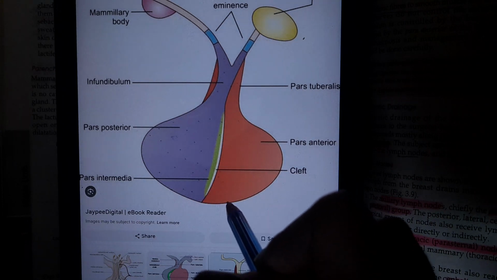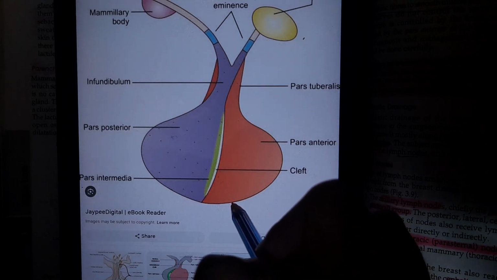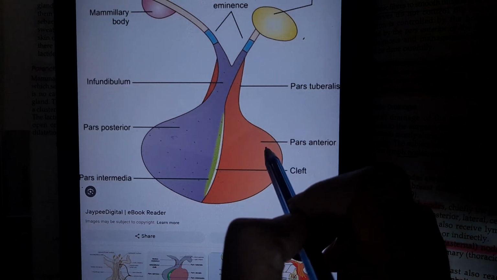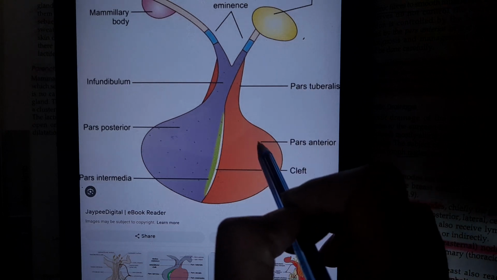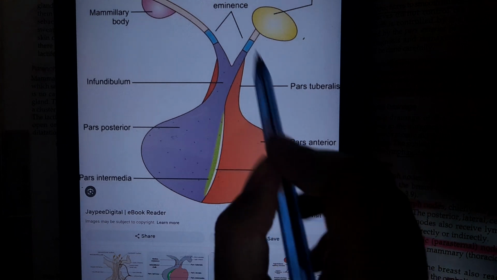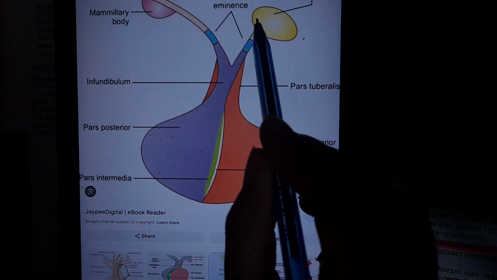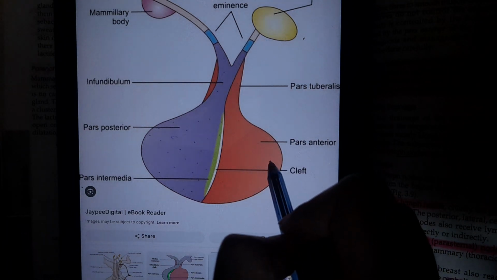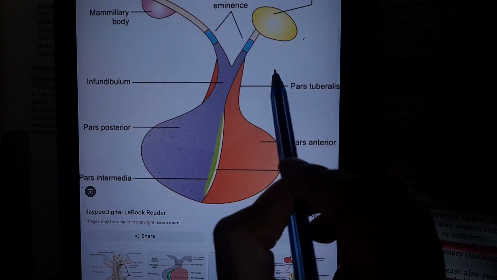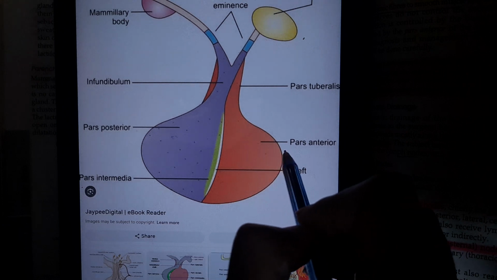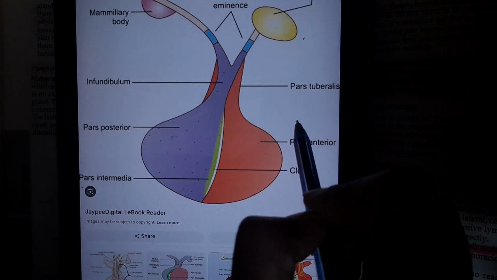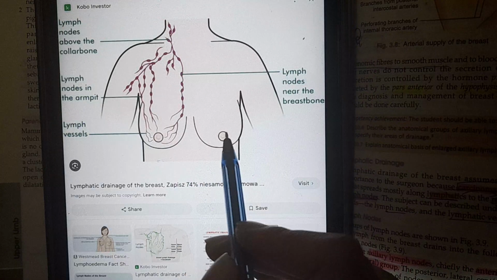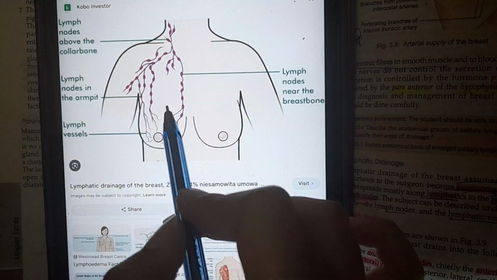This is actually your pituitary gland, and the pituitary gland has this region, the pars anterior. So the pars anterior region of the hypophysis cerebri, that we sometimes call the pituitary gland, will secrete the hormone prolactin, which will go into whatever I have explained before. So now we come towards the lymphatic drainage of the breast.